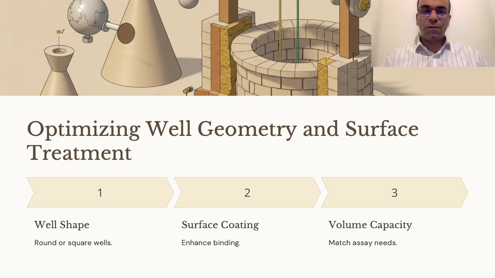Miniaturized 1536 well formats work for 2 to 10 microliter volumes. Volume uniformity across wells is critical for assay reproducibility and reagent conservation in high throughput screening applications. Other important considerations include optical clarity for detection systems, plate rigidity to prevent warping during temperature changes, and compatibility with automation equipment. Manufacturers now offer specialized surface treatments optimized for specific assay types.